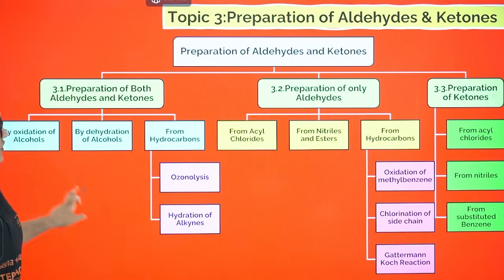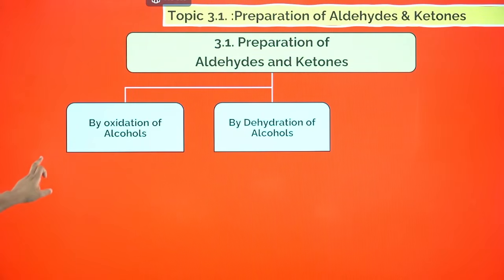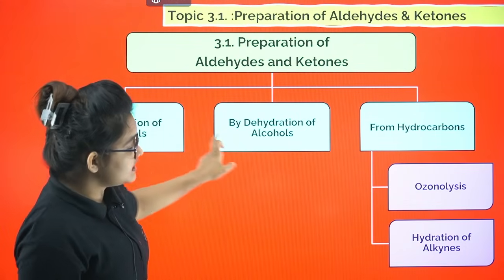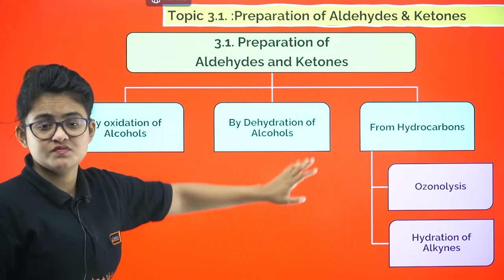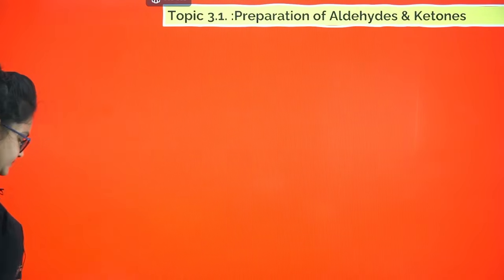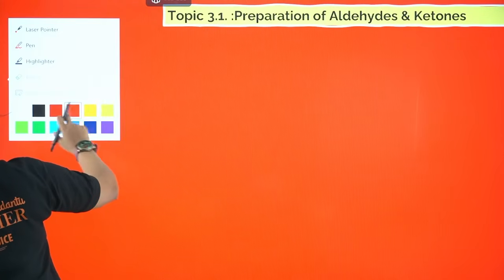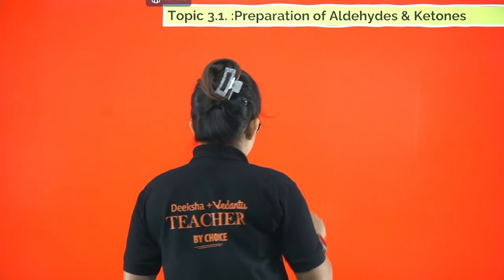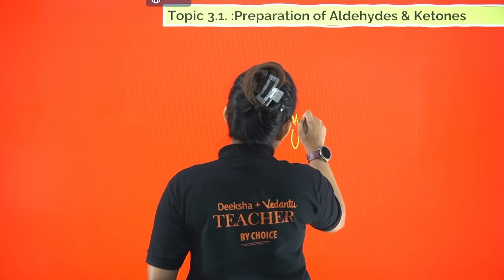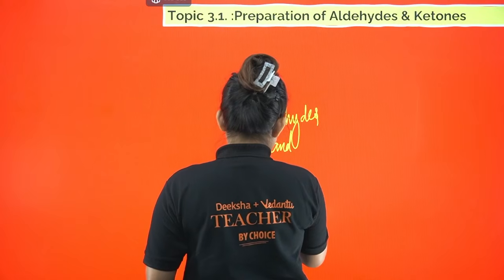So let's start preparation of aldehydes. As you can see, by oxidation of alcohol, dehydration, and from hydrocarbon. From hydrocarbon, what was there? Ozonolysis and hydration of alkynes. First we will target this zone. Okay, let's start. So let's say I have to prepare both aldehydes and ketones.